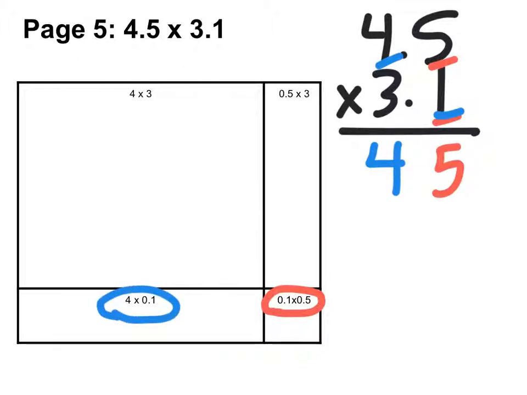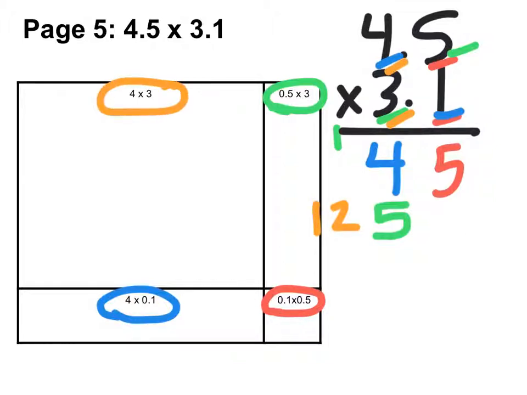And then the next thing we're going to do is the 3 times the 5. So that's 3 times 5/10. So that's here. And then the last piece, we need to do the 3 times the 4. And that's 3 ones times 4 ones. And that's happening here. And then to finish out the problem, you have to do the addition.